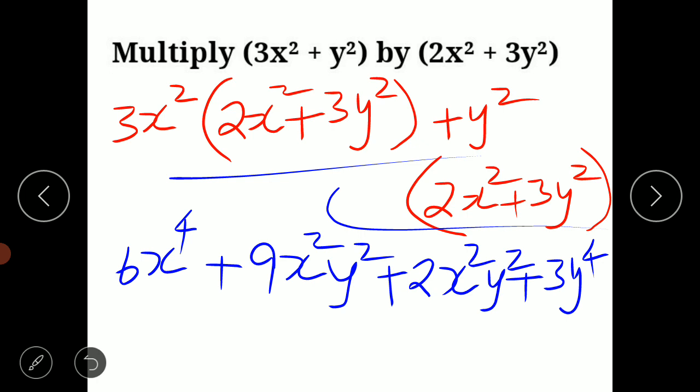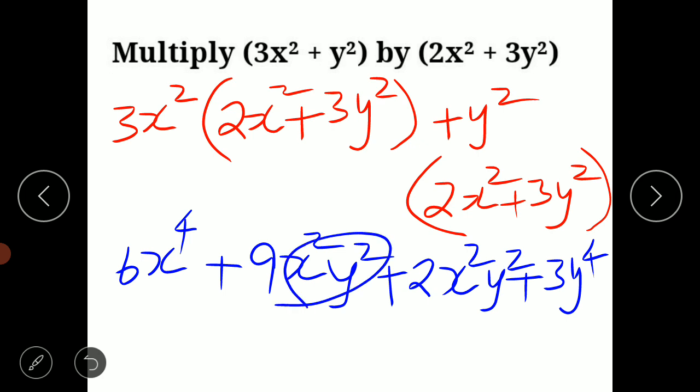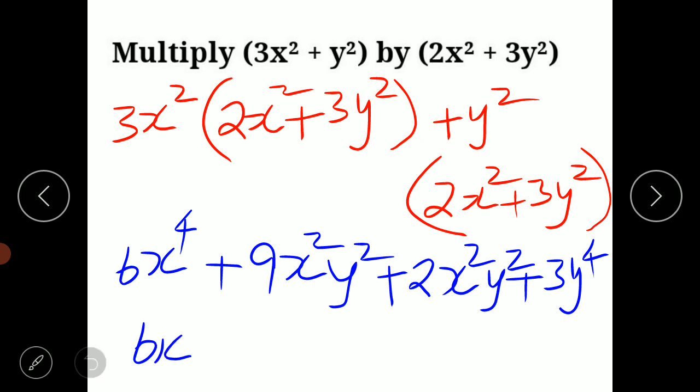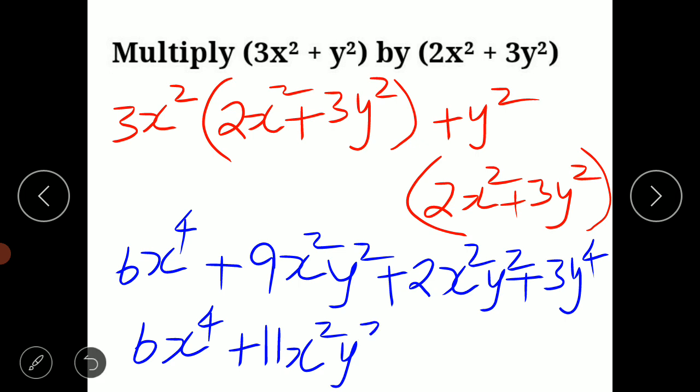So after opening the bracket, check whether there are any like terms. Here x power 4, there is no other x power 4, and x square y square term, yes, here also x square y square term, both are like terms. So we can simplify. Plus 9 plus 2 is 11. So 6x power 4. When you simplify this, 11x square y square, because they are like terms. That's why we added, we simplified. Then plus 3y power 4.